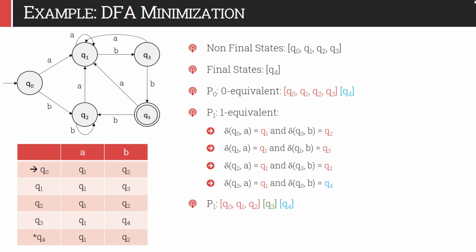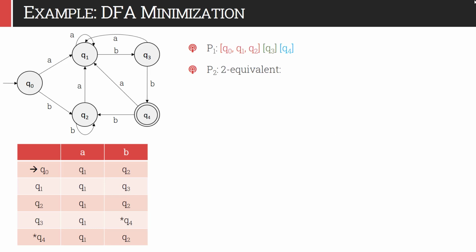Now we have to repeat this process on Q0, Q1, Q2 because Q3 is a single state and Q4 is also a single state, so there is no chance of minimization. But in Q0, Q1, Q2, some states might be identical or redundant. So now we will compute P2 or the two equivalent of these states. So P1 is Q0, Q1, Q2 in one set, Q3 in another set, and Q4 in another set. Now we will compute two equivalent of Q0, Q1, Q2.